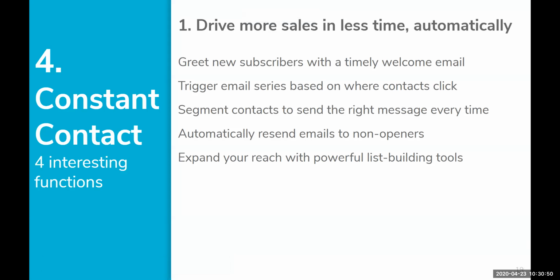Number one is that you can drive more sales in less time automatically. Like I mentioned in the previous Emma platform, you can actually tier different things out. Constant Contact is similar. Say somebody just subscribed to your newsletter on your website, you can have a timely welcome email sent to them. And then you can trigger different email series based on where contacts clicked.